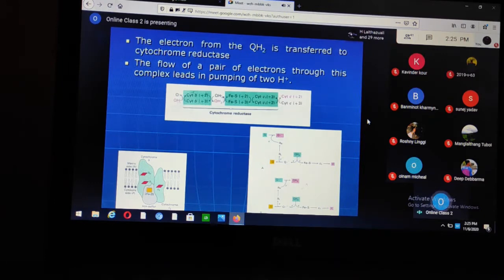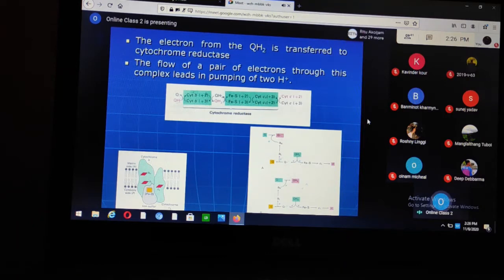Now let's see this figure. You have the reduced coenzyme Q, that is QH2. One electron is transferred to the iron sulfur complex, then to the cytochrome C1 and finally to the cytochrome C. The iron sulfur complex and the cytochrome C1 are the prosthetic groups of the cytochrome reductase. So here 2 electrons are there, but only one is transferred. The product generated here is the semiquinone intermediate.